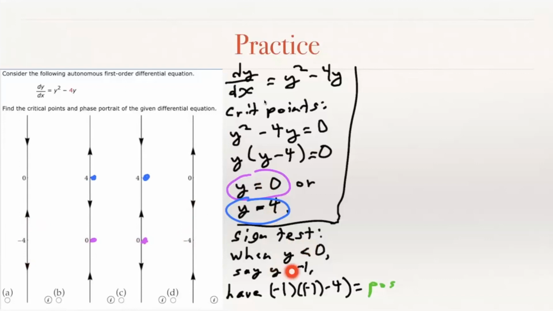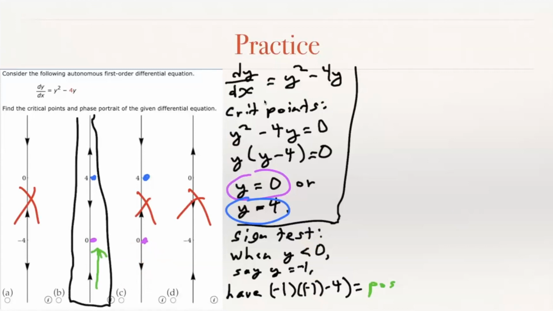And from the sign testing, we know that when y is less than 0, then this slope here, plugging in minus 1, is positive. So it has to be like that, which eliminates this possible solution. So we actually don't need to go further. We could sign test the other regions, but we've already eliminated that one, and that one. And this one, B, must be our solution.